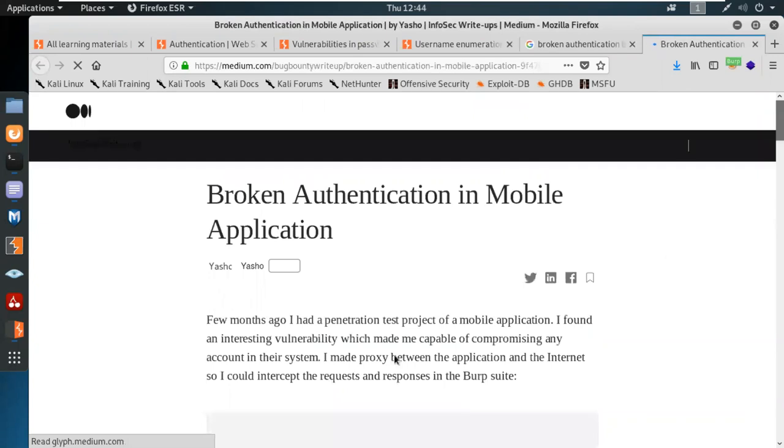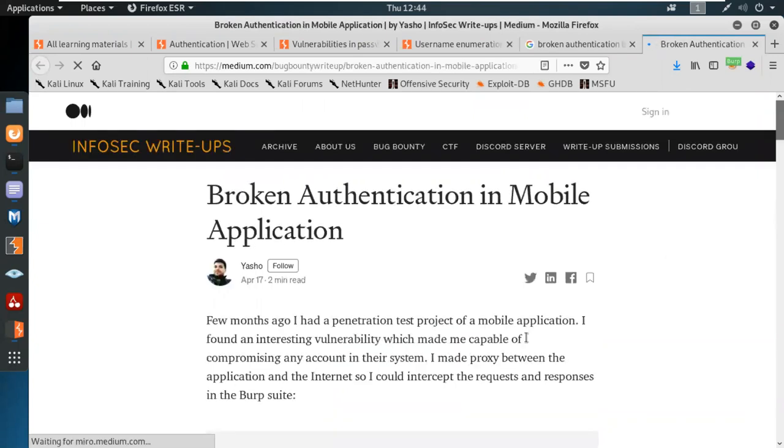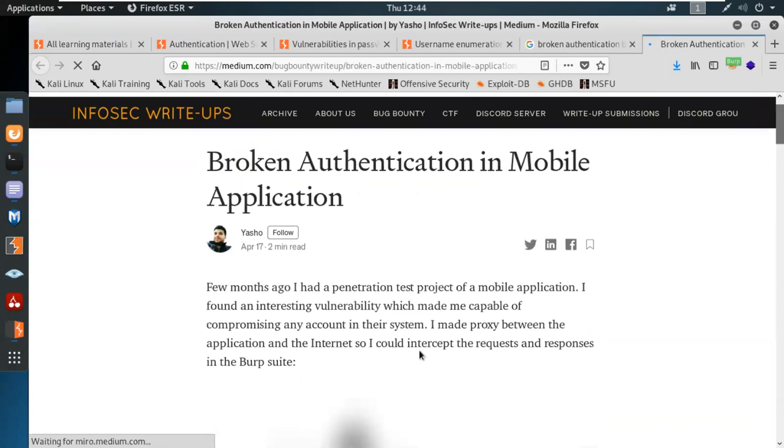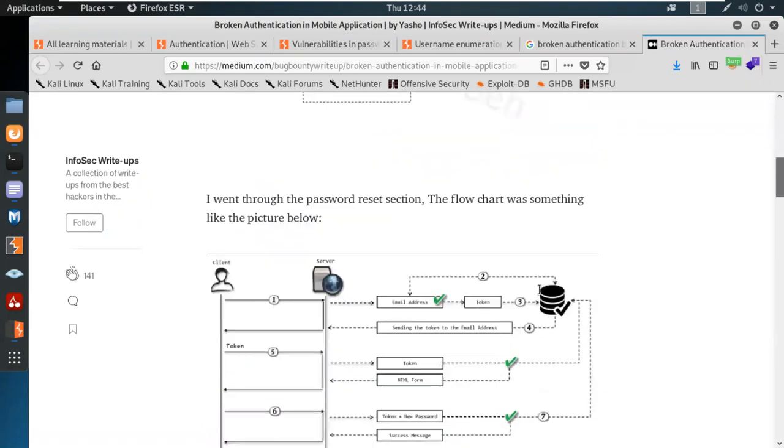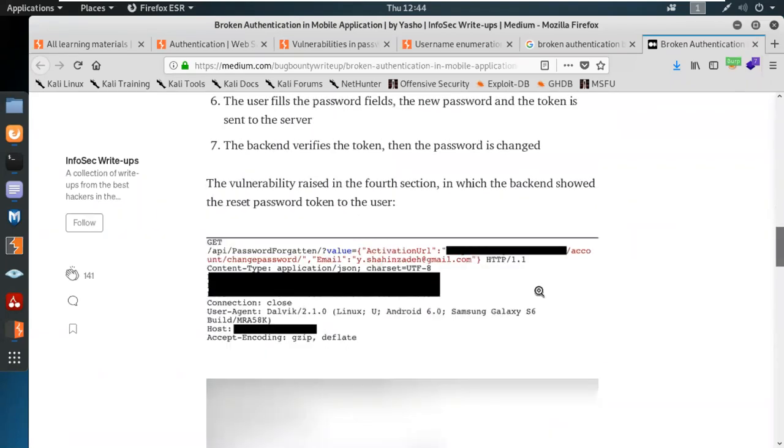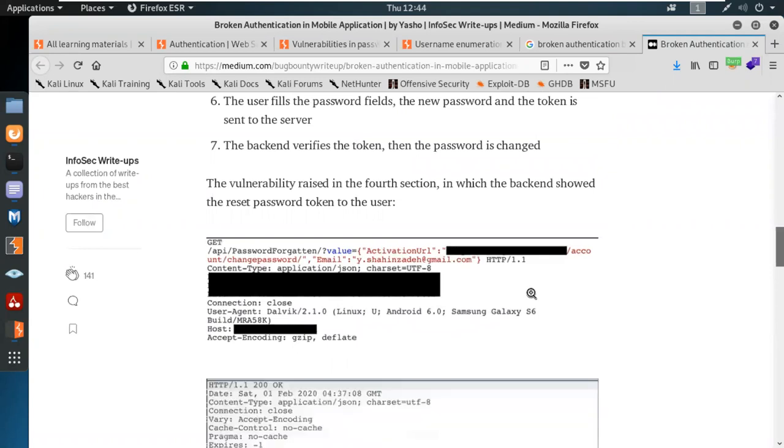A few months ago, I had a pen testing project of my mobile application. I found an interesting vulnerability which made me capable of compromising an account in their system. I made a proxy between the application and the internet so I could intercept the request and response. Normal thing we have to use for this one. So what could be the possibilities? They simply authenticated change.